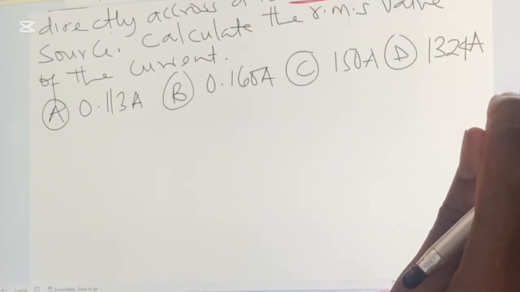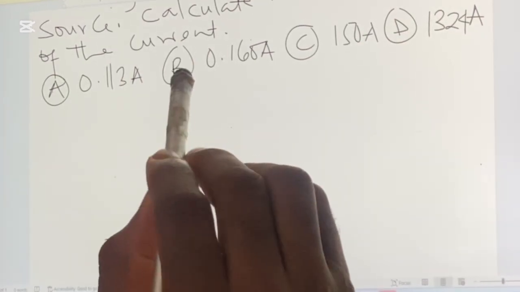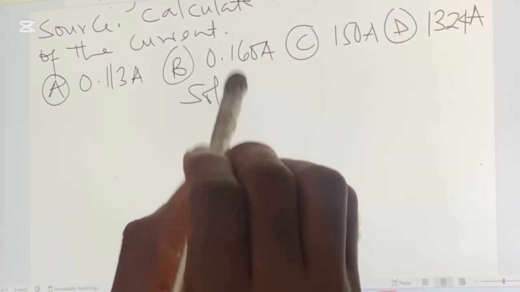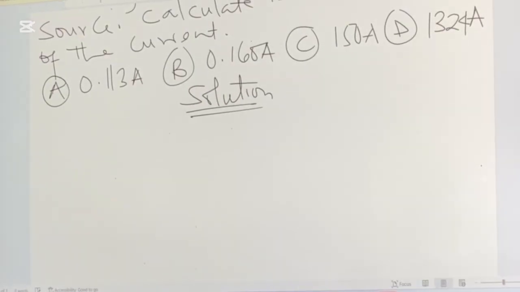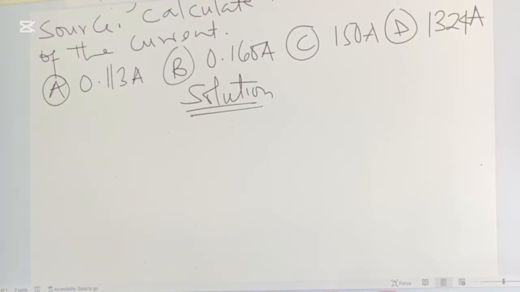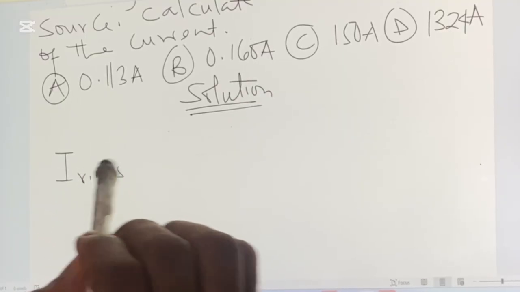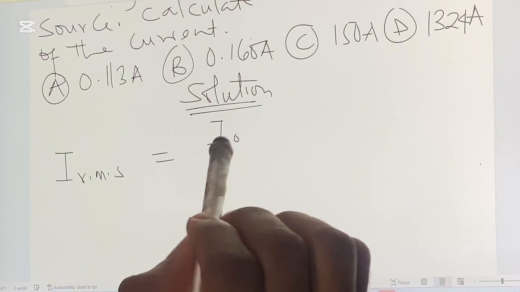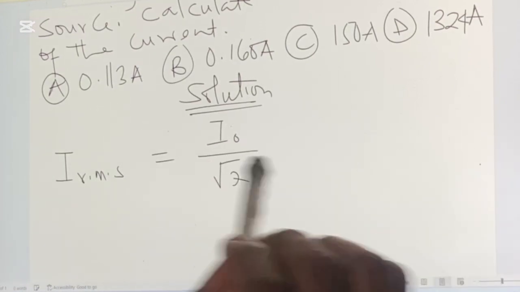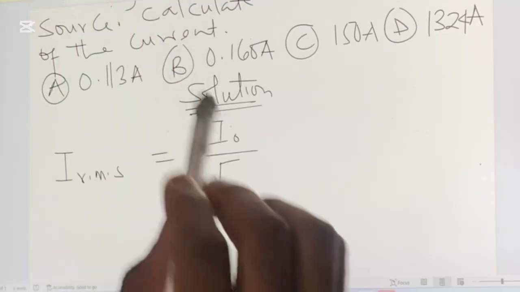Now, before we solve this question, class, solution first. We are asked to find the root mean square value of this AC circuit. So whenever you are asked to find the root mean square current, we have two formulas. The first formula is: the root mean square value is equal to the peak current over square root of 2.